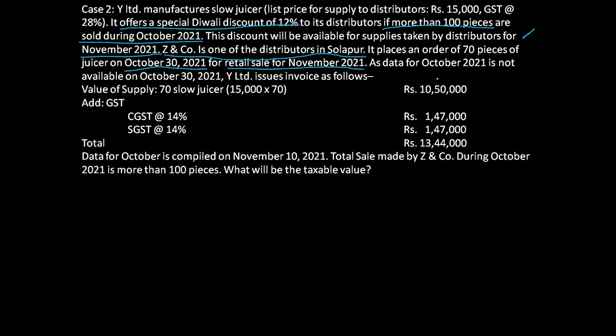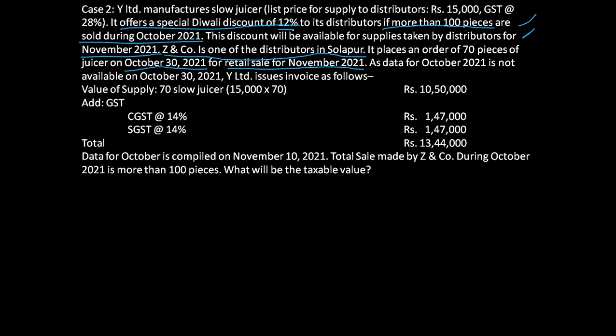Then it says data for October is compiled on November 10th 2021. It was compiled on 10th November. Total sales made by Z and Company during October 2021 is more than 100 pieces. Look at this. This condition is also satisfied by Z and Company. Now what will be the taxable value? Okay, so Z and Company qualifies for the condition, so they can get 12% discount.